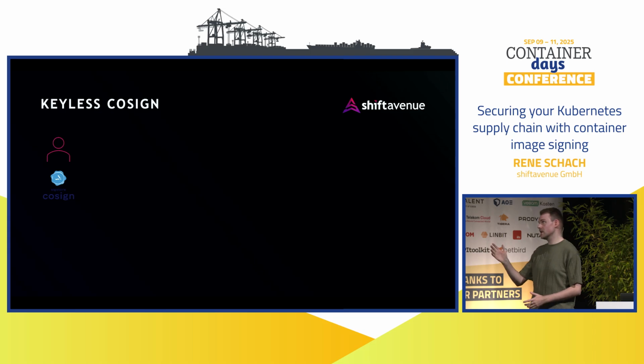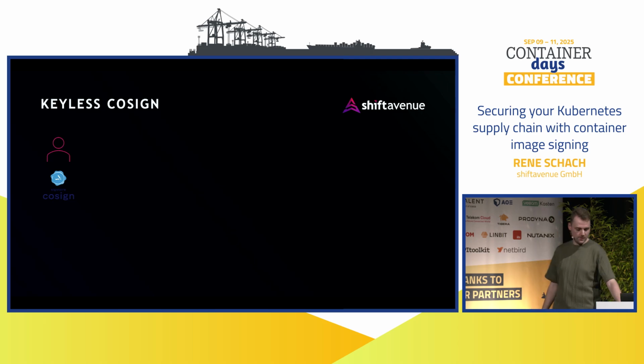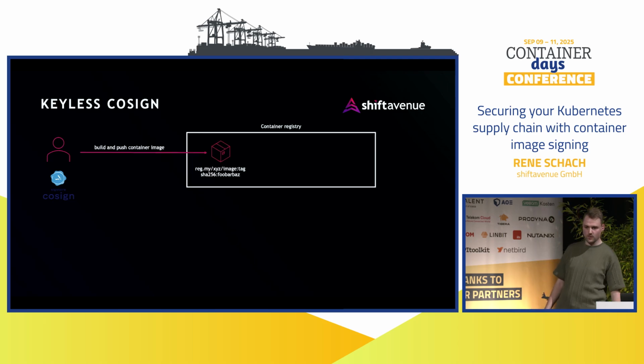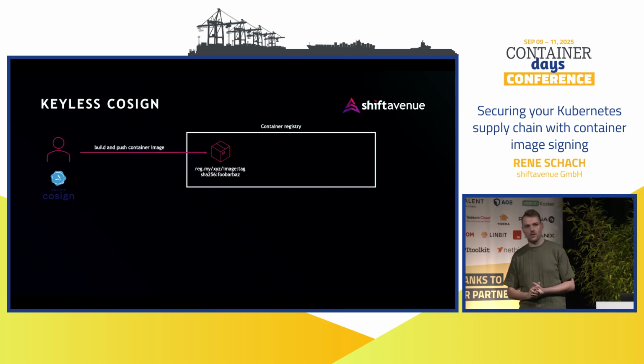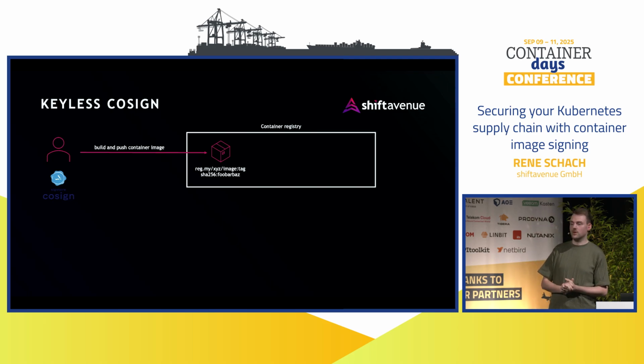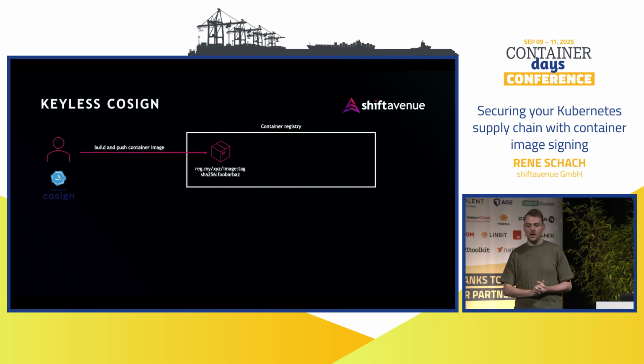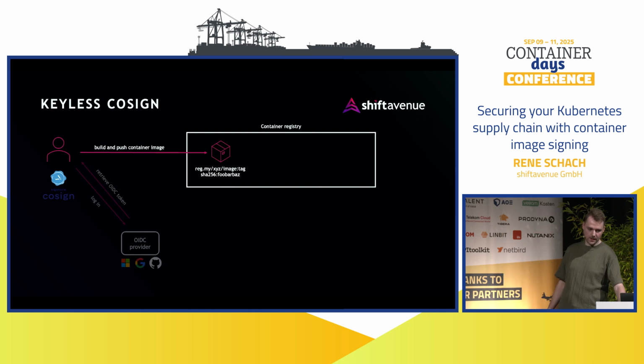On the left side, we have a user, and the user wants to use cosign to sign their image. The first step is always to build and push your image into your registry. It doesn't matter which registry, because if you want to create the signature, the image has to be present in the remote registry already. Your image has some sort of tag and some sort of digest. The digest is the SHA-256 part in this text box below. Once this is there, you can start the process using cosign.